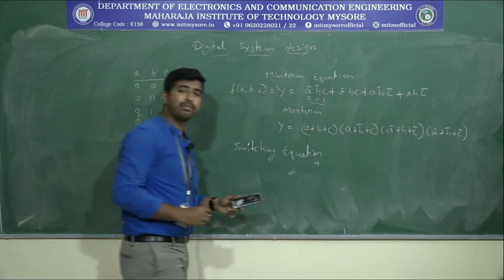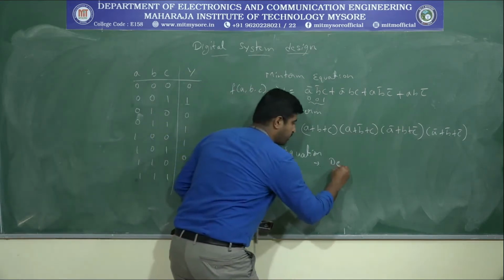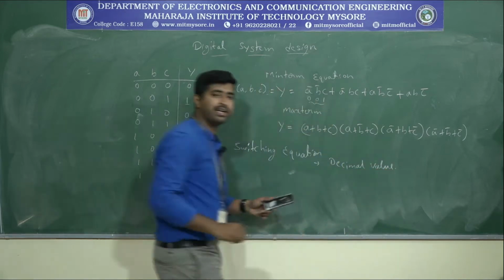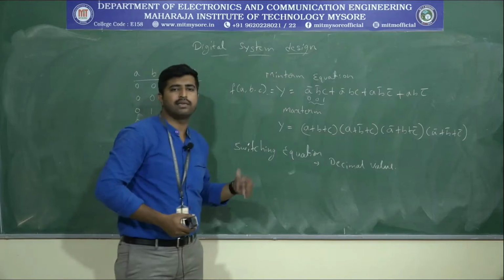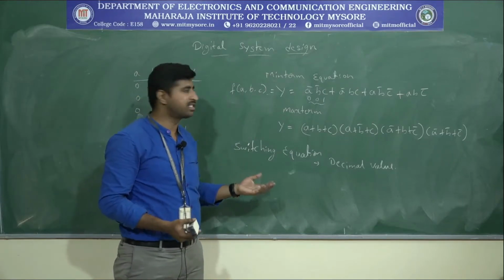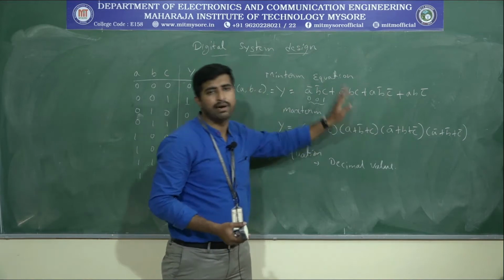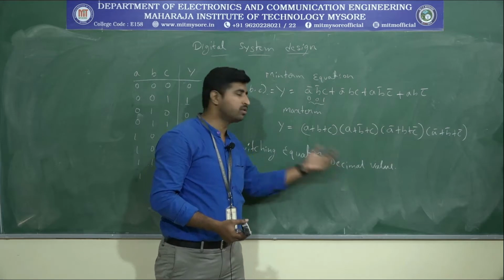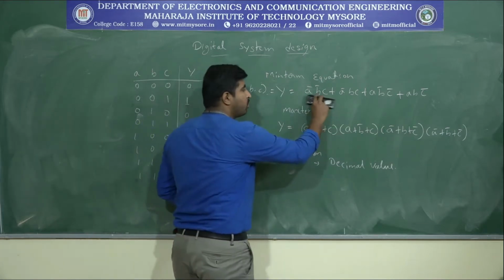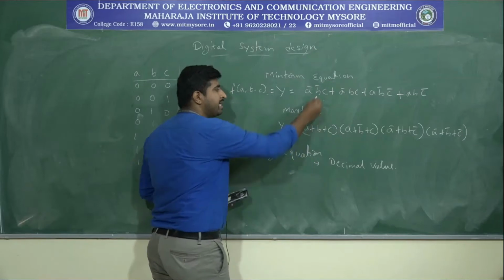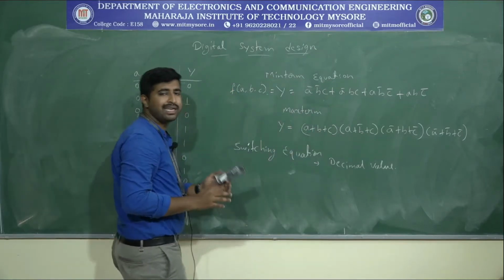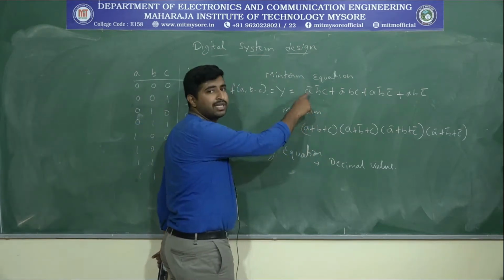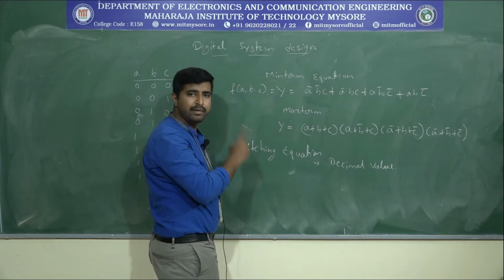The switching equation can be written in decimal values, just to express it in a more convenient way. Instead of writing the entire equation like A bar, B bar, C, we can represent it in decimal values. To write the decimal value, we need to look at the corresponding min term or max term. First we need to convert it to the binary value of that corresponding min term or max term.